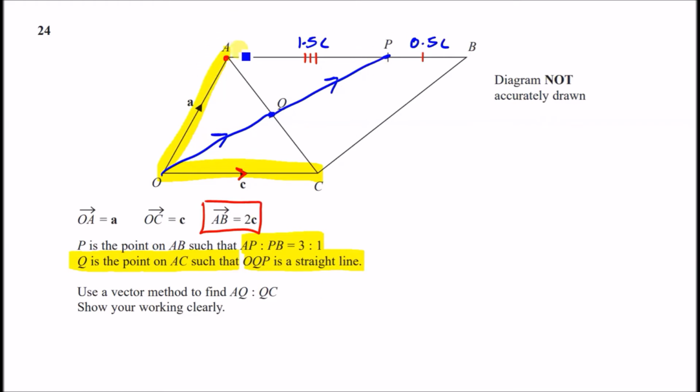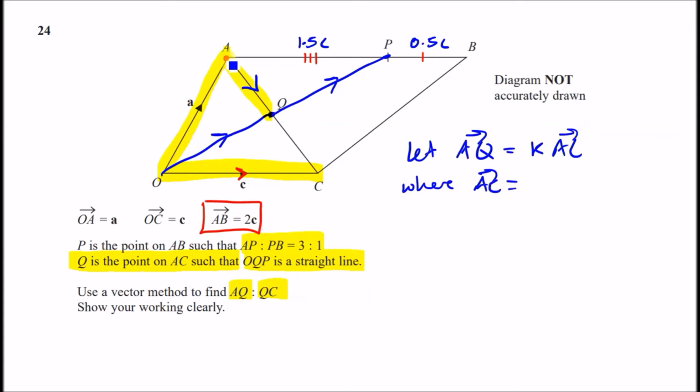Now, we also need to figure out what AQ is, yeah? Because later on it tells us to use a vector method to find A to Q to C, okay? So let's just give this a proportional length, yeah? Let's say, let A to Q be some scale factor K of the whole A to C line, yeah? The reason why is because we know how to find A to C. You start at A, go all the way to C, so you go back in this direction, minus A across plus C, or just C minus A. Therefore, A to Q is going to be K, some scale factor K, times the vector C minus A.